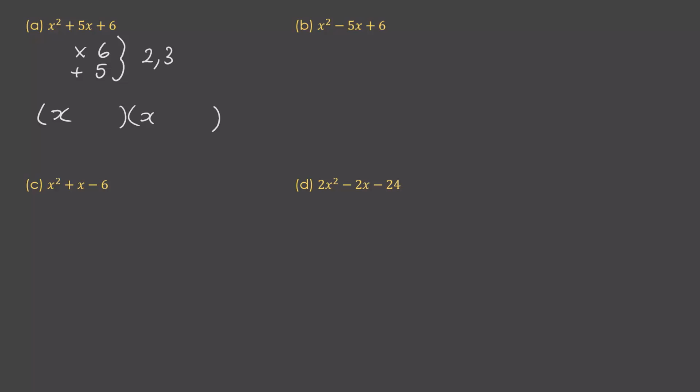2 and 3 clearly does this. 2 times 3 is 6, 2 add 3 is 5. And we just put those in, plus 2 and plus 3.